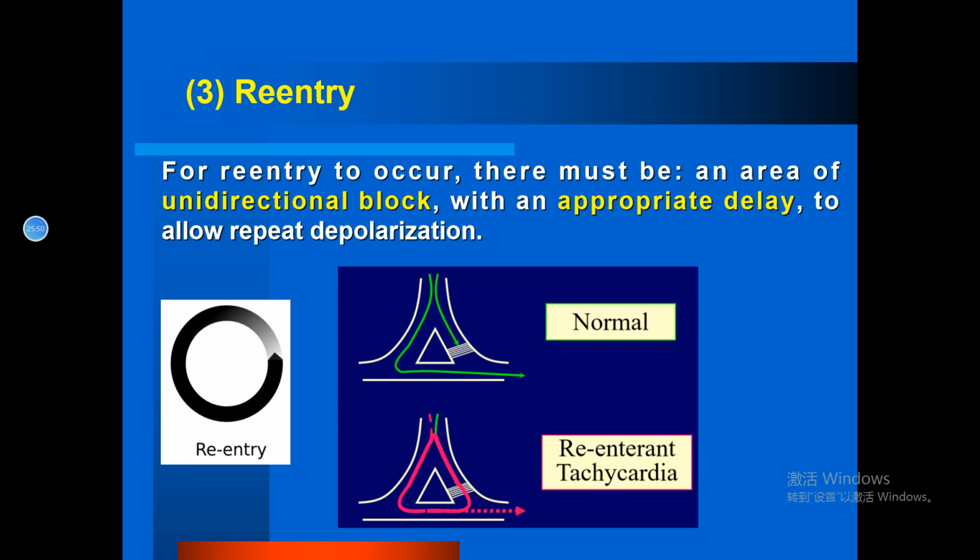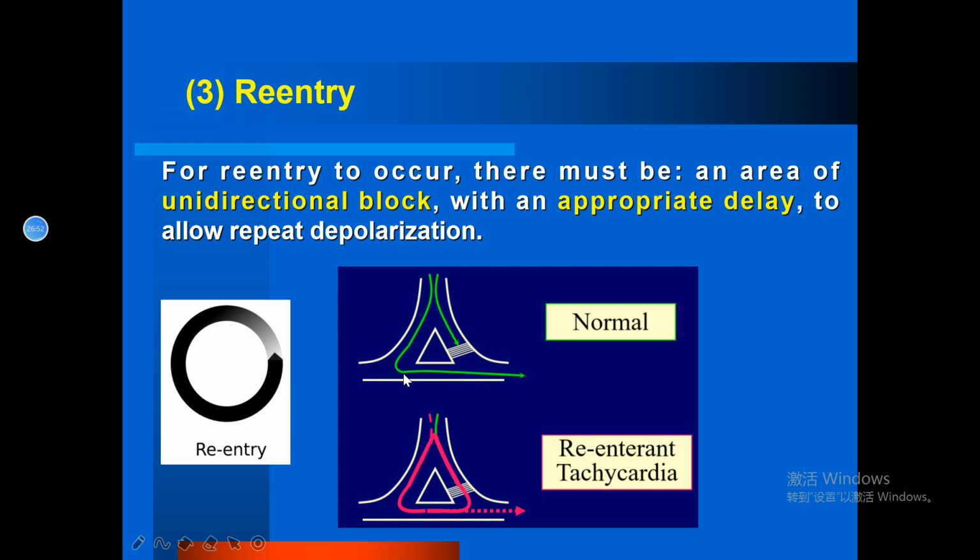Okay, the mechanism of the tachycardia is reentry. For reentry to occur, there must be an area of unidirectional block with an appropriate delay to allow repeat depolarization. Pay attention to this word, repeat depolarization. Here's a circuit. This is the beginning of the potential, the beginning of the activity, right? Coming from the left to the right, from the right to the left, right? And then, okay, come back to the beginning of the potential. So it emerges as a circuit reentry activity, right?